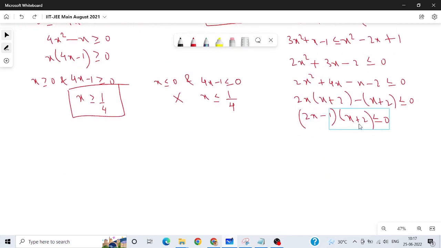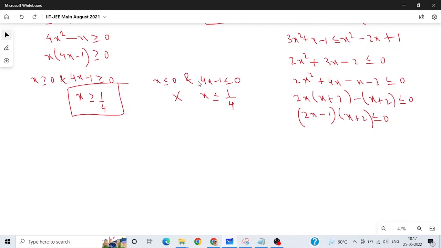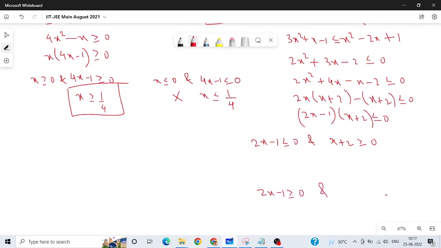Now as we have this product to be less than or equal to 0, one has to be positive and one has to be negative, or more precisely, one has to be greater than or equal to 0 and one has to be less than or equal to 0. So there are two possibilities here. First, 2x − 1 ≤ 0 and x + 2 ≥ 0. That's one possibility. And then 2x − 1 ≥ 0 and x + 2 ≤ 0. That's another possibility.